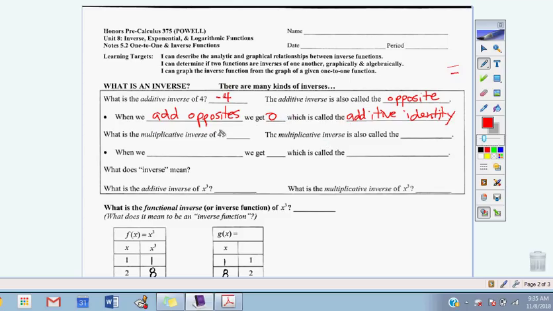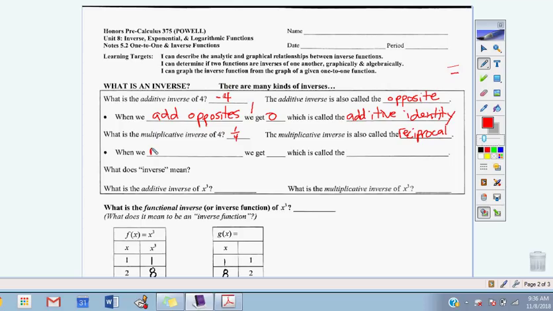Okay? So what is the multiplicative inverse of 4? Well, that would actually be 1/4. The multiplicative inverse of 4 is 1/4. That's called, as you know as a term, the reciprocal. Sorry about my handwriting here. It's kind of tricky on this.